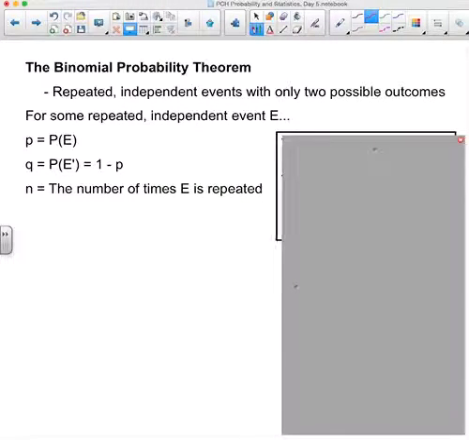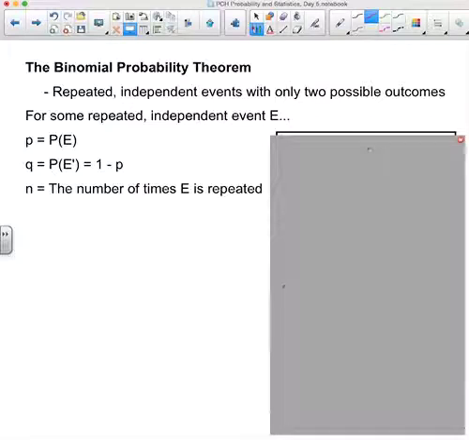Let's say that E is our event. We'll use the lowercase letter p to represent the probability of that event happening. And then Q is going to be the complement, the probability of the complement of that event. So what do P and Q add up to? 1. It should always add up to 1. And then N is going to be the number of times that this event is repeated.